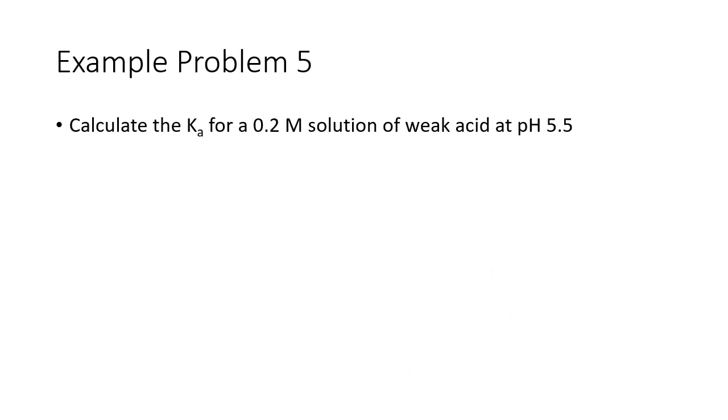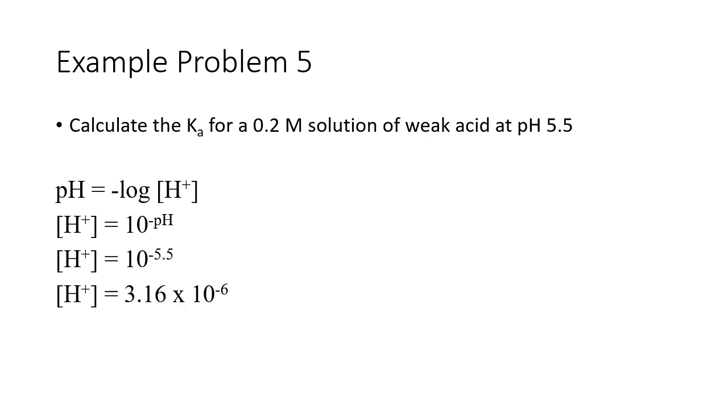First, let's practice calculating the Ka for a weak acid. Example problem 5 says calculate the Ka for a 0.2 molar solution of a weak acid at pH 5.5. We'll start with what we know. The pH equals the negative log of H plus. We have pH equals 5.5 and we want to find H plus. So we rearrange our equation and we get the concentration of H plus equals 10 to the negative pH. We plug that in and we get a concentration of H plus equals 3.16 times 10 to the minus 6 molar.